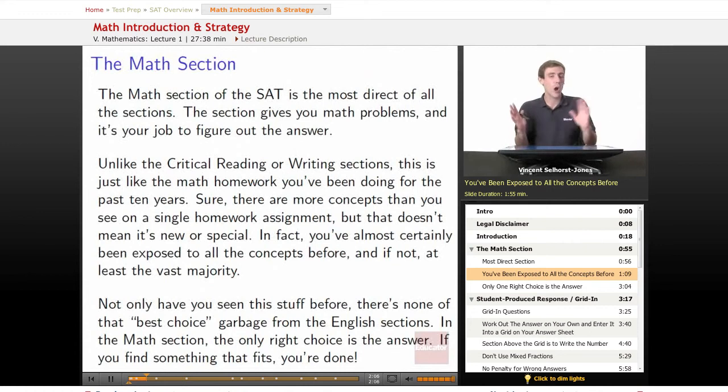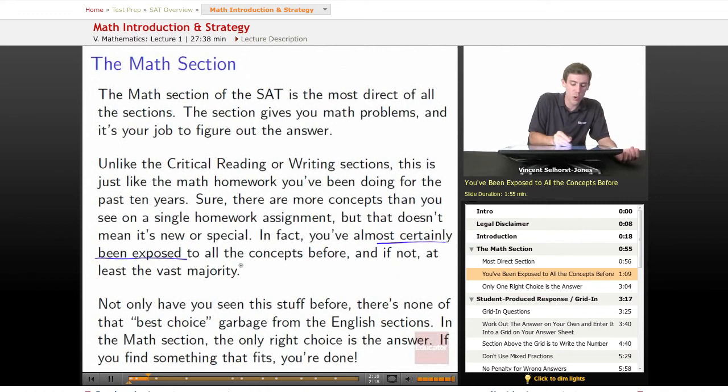And yes, there are more concepts on this than you're going to have in any one homework assignment, but that doesn't mean that these concepts are special, that they're any different from the concepts you've already been used to. So you've almost certainly been exposed to all the concepts before. And if you haven't, at least the vast majority.